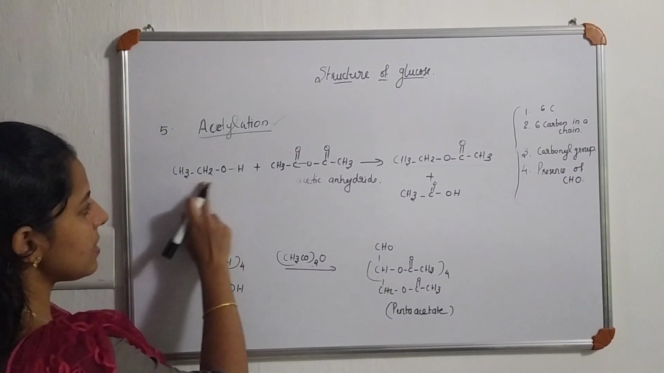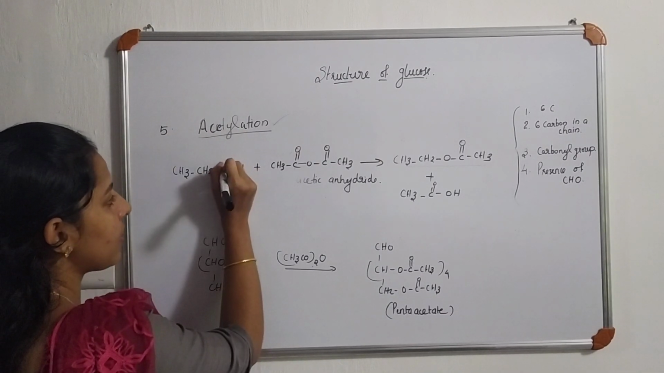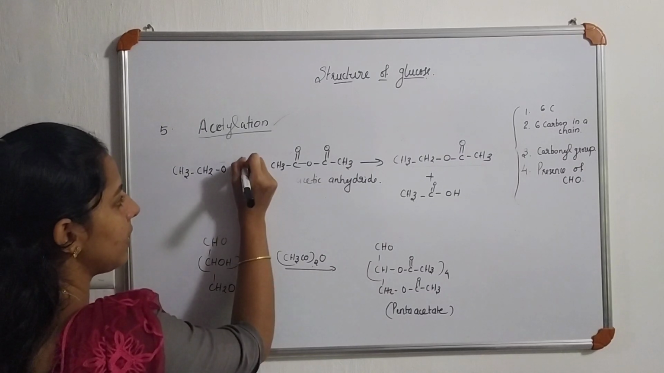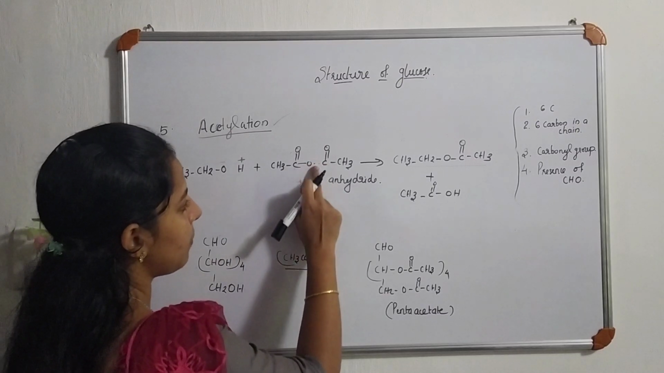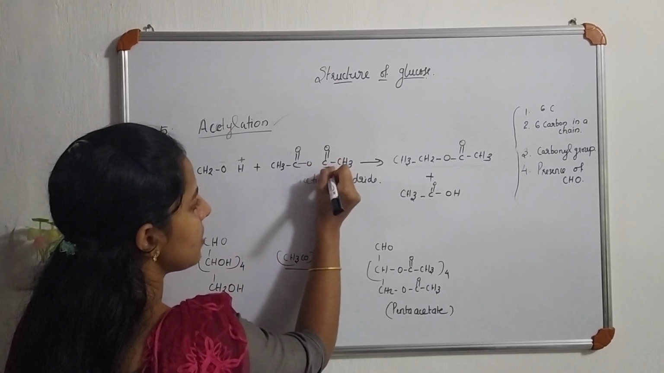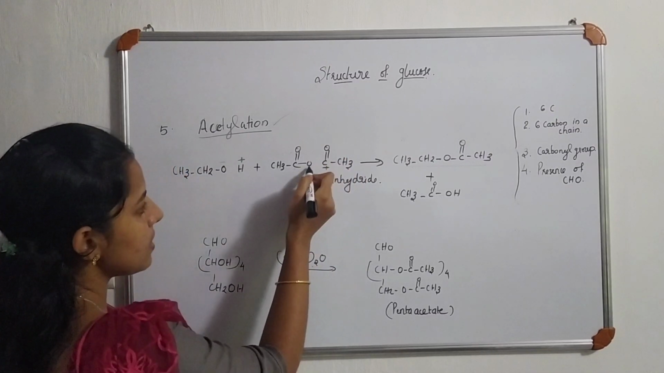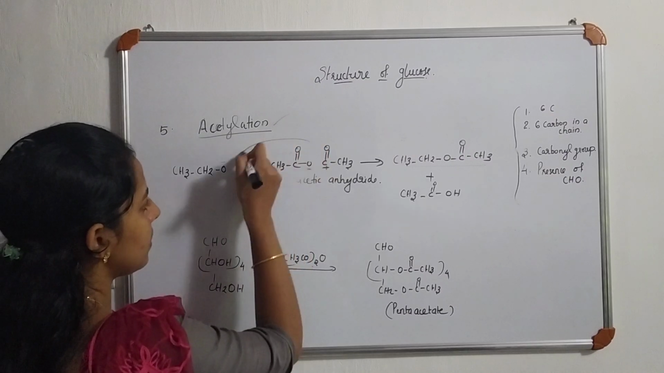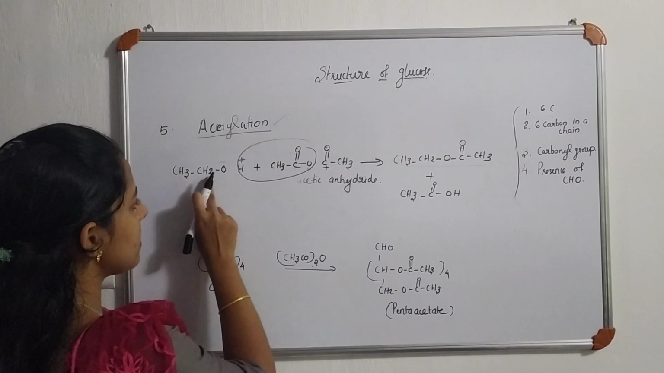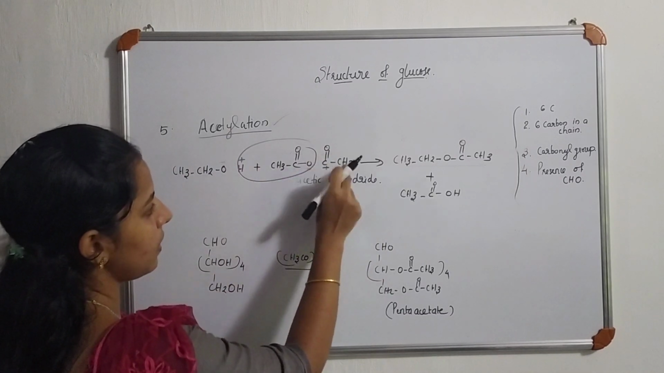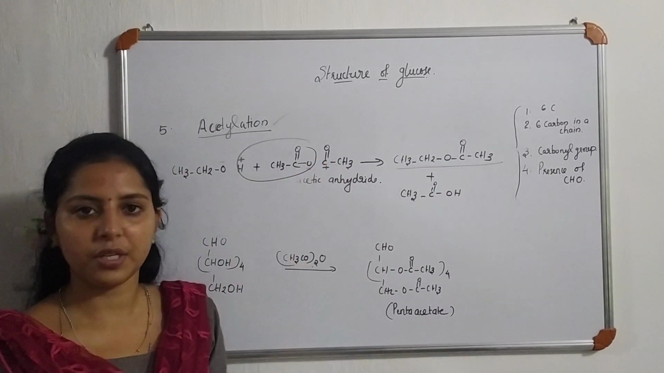Here, this is ethanol, an alcohol, and this bond is polar. This oxygen is more electronegative, so it gets a negative charge and the hydrogen gets a positive charge on breaking that bond. Here this carbon-oxygen bond also breaks, and this carbon gets a positive charge. Since the oxygen is more electronegative, it gets a negative charge. This negatively charged oxygen combines with the proton and forms a carboxylic acid, and the CH3CH2O group combines with the COCH3 group, and we get the acetate derivative. So this is the simple acetylation reaction.